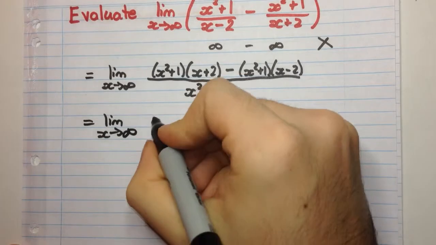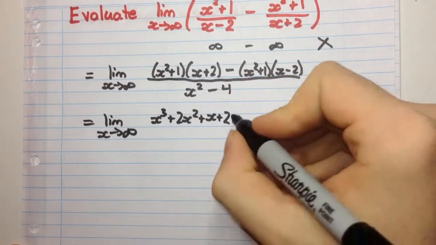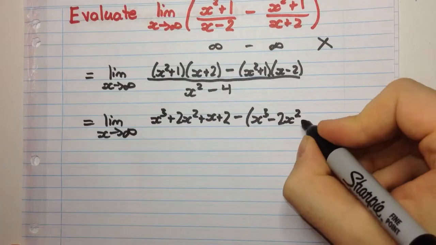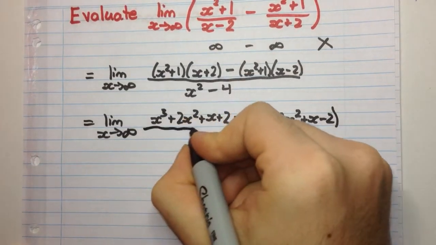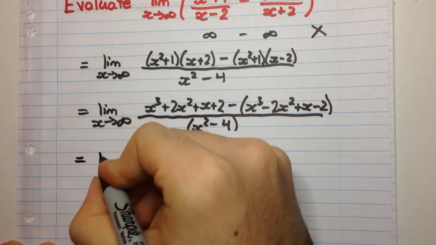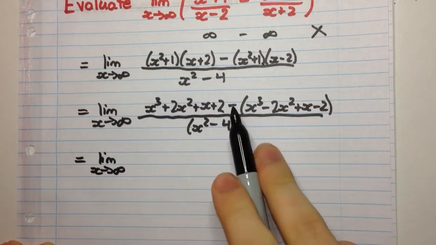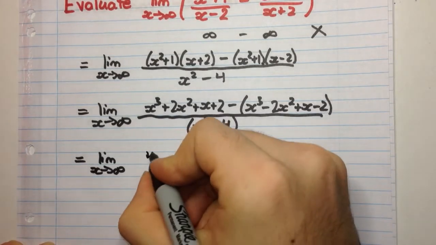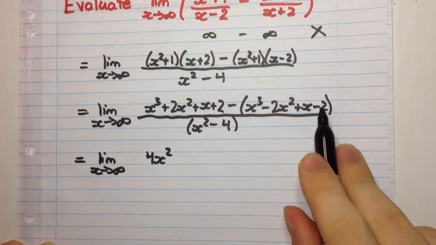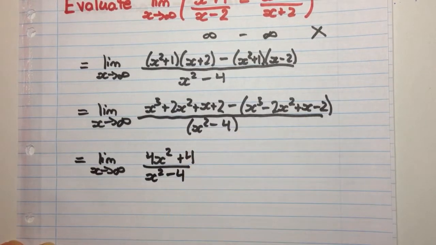Okay, so this will become x cubed plus 2x squared plus x plus 2 minus x cubed minus 2x squared plus x and minus 2, all over x squared minus 4. Okay, now we can do a bit of cancelling in the numerator, and this will simplify. So x cubed minus x cubed is 0. We have 2x squared minus minus 2x squared, so we're going to add them, and we're going to get 4x squared. Then we're going to have x minus x, which will be 0, and we'll have 2 minus minus 2, so that's going to be 2 plus 2, which is 4, divided by x squared minus 4.